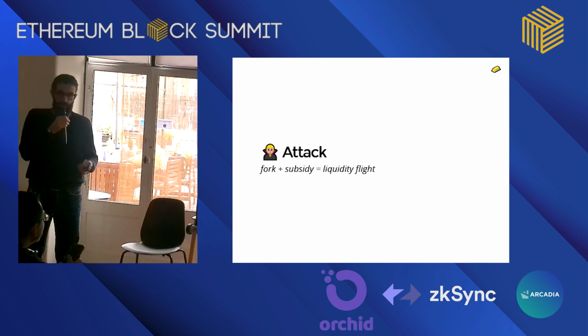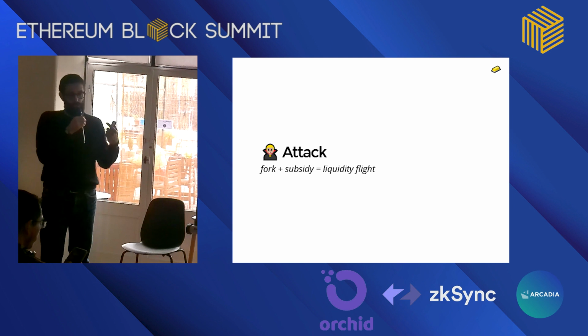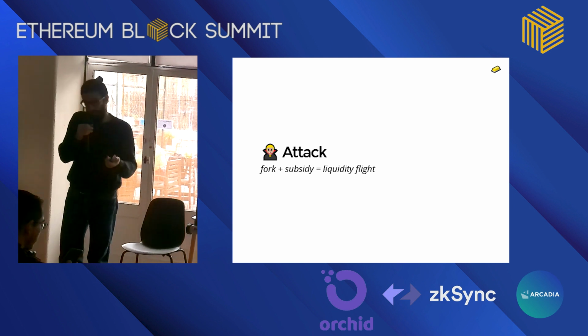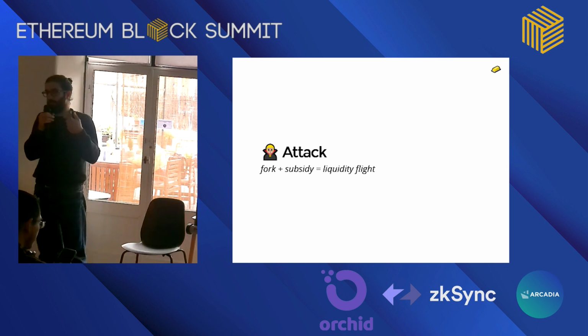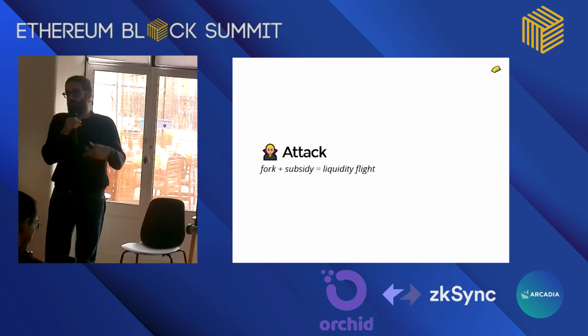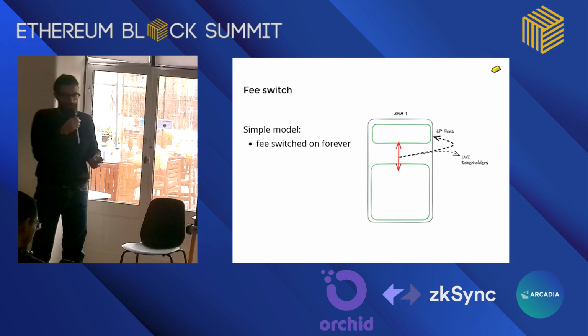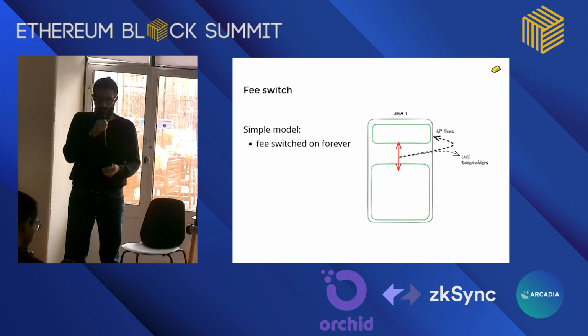Now I will go into the attack. I don't know what the textbook definition of a vampire attack is, but basically it's an attack with a fork plus a subsidy. You fork the smart contracts, you implement a form of subsidy, and that makes the liquidity flee, which means that liquidity is drained out of the main AMM and goes to the second AMM. That's the kind of thing that Sushi did. And I will make a comparison after, just to place that.